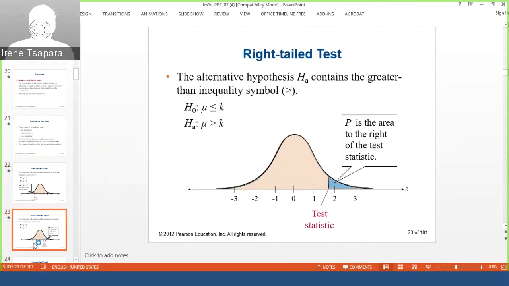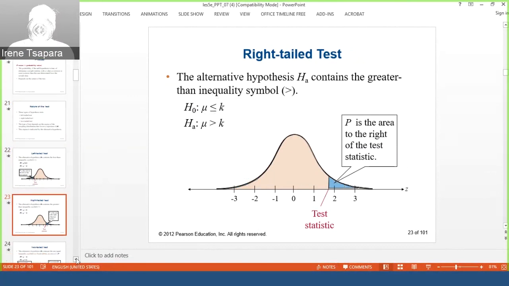In the same way, for the right-tail test, that is denoted by this, we will have the rejection area on the right side. It's going to be the right tail. And again, it is equal to your alpha.